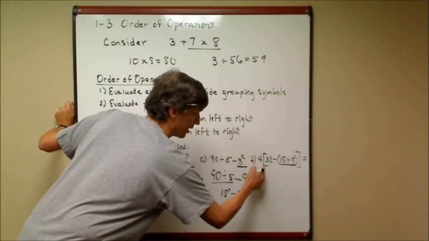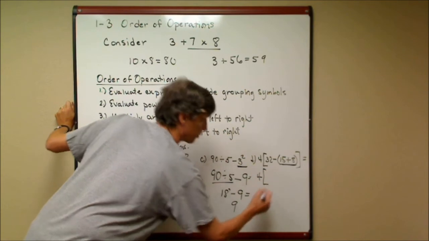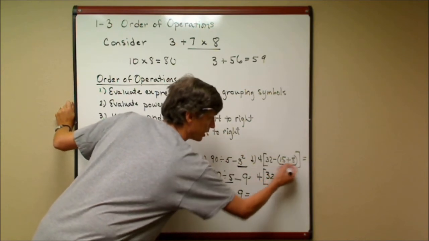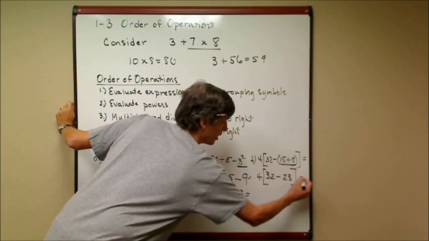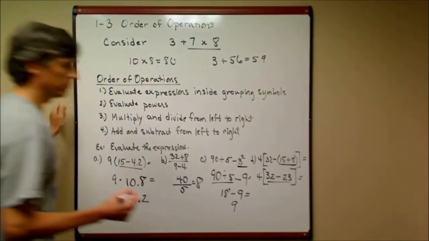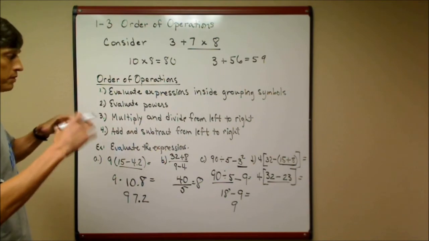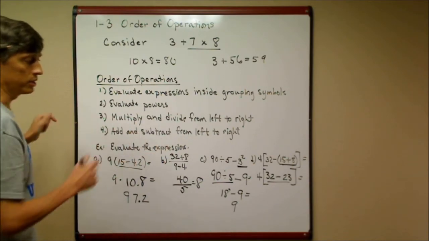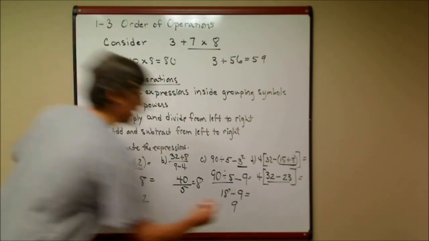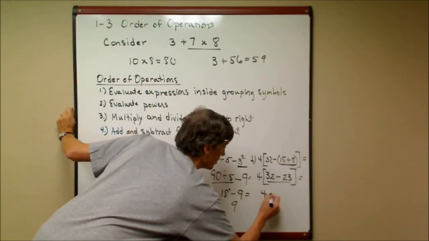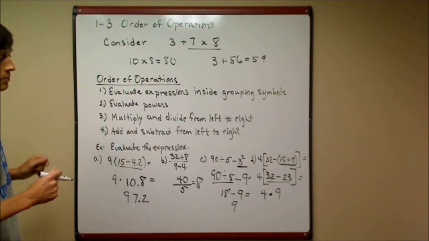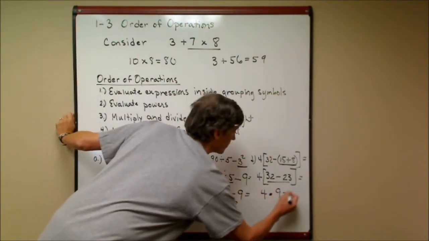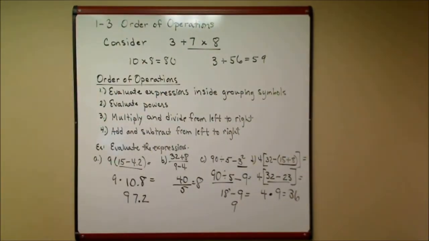Now the 4 is right next to the bracket, so that still implies multiplication. 32 minus, and I'll add here, 15 and 8 is 23. Now I'm going to do this part next to get rid of that next group of symbols of grouping, the brackets. I'm going to subtract 32 minus 23, and that is 9. Remember, the number 4 right next to the bracket implies multiplication, and then I can finish this off. And I get 36.